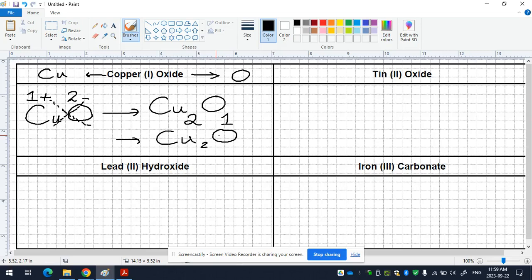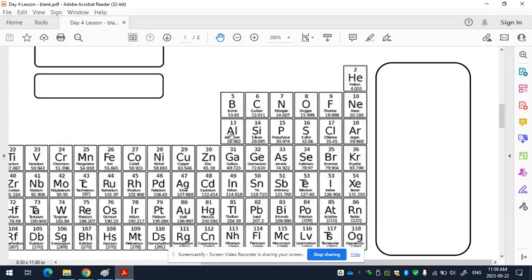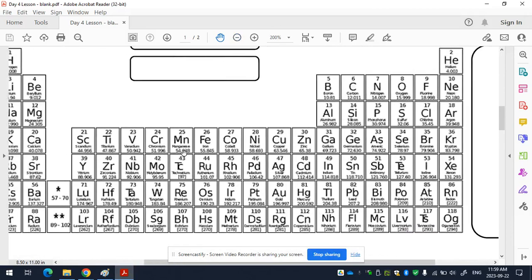All right, next one. Tin. Who remembers the symbol for tin from the periodic table? It's not one of the famous ones, so you have to kind of look for it. Where is tin? Oh, sorry. Too big. Where's tin? Anyone knows?